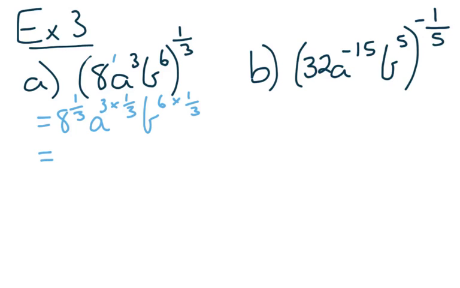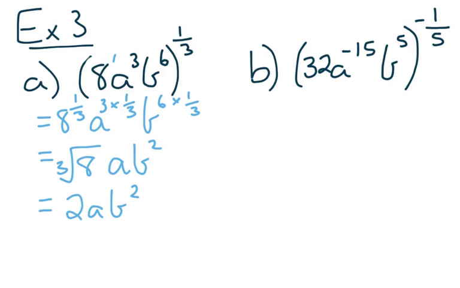So 8 to the power of a third means the cubed root of 8. Then we'd have A to the power of 3 times 1/3. Well, 3 lots of 1/3 is just 1. And B to the power of 6 times 1/3, 6 lots of 1/3 is 2. So we would put B to the power of 2. Then we can actually work out the cubed root of 8. So 2 times 2 times 2 gives us 8. So we would have 2AB squared as our answer there.